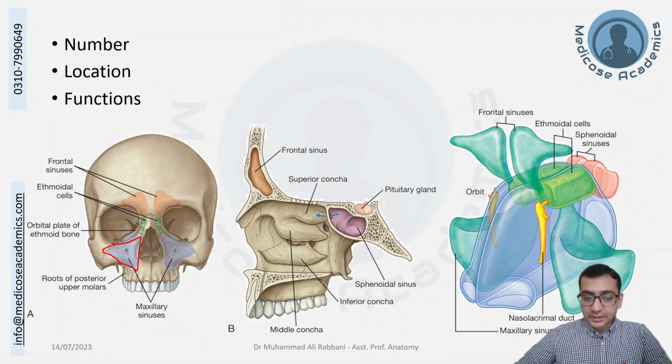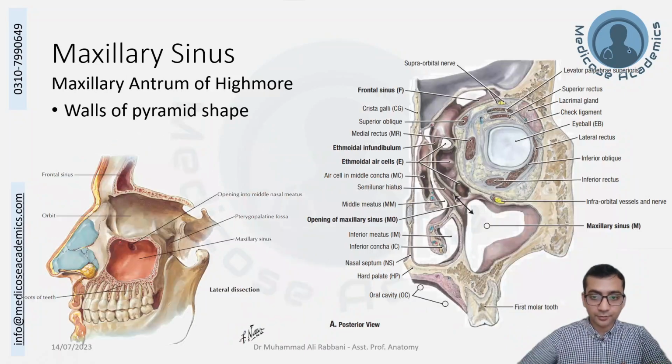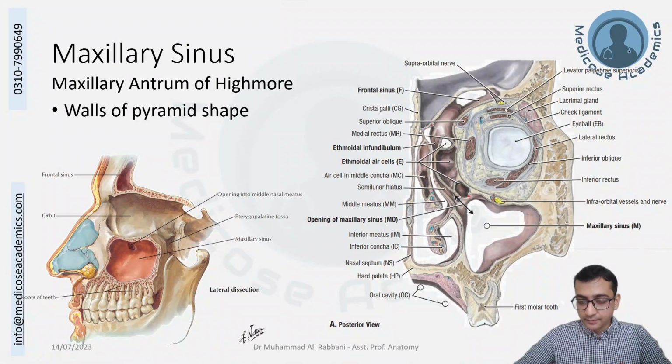Anteriorly, it is bounded by the wall of the maxillary bone that makes the prominence of the cheek, and on the back it is related to the pterygopalatine fossa and the infratemporal fossa. So this is an alternate picture from Grant's Atlas from the coronal section. So you see the relation.